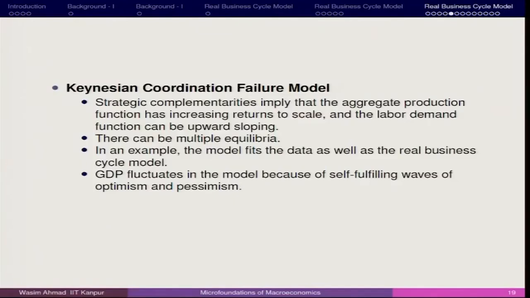So, the Keynesian school of economic thought launched an attack with a model they call the Keynesian coordination failure model. Now, what does coordination failure mean? Coordination failure has a lot of meaning. They had a very innovative idea that if you find everything good in the economy, then you have a herd behavior among the investors, among the firms, among the households.